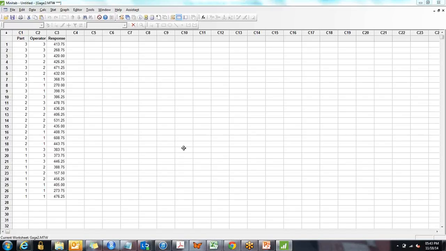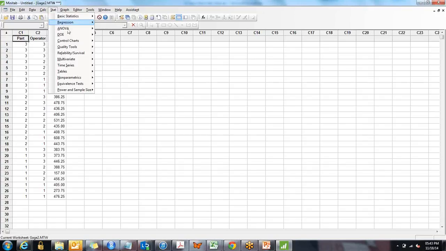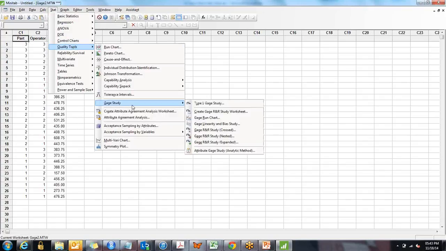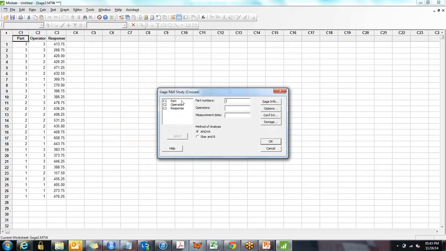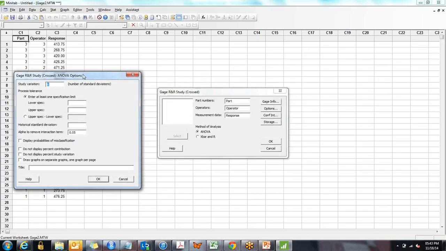So this is what we have discussed. Gauge RNR was something that we were discussing. So you had to go to Stat, Quality Tools, Gauge RNR crossed. Here we have selected parts, operator, measurement data was response, then we have clicked on options. Upper specification and lower specification was 250.